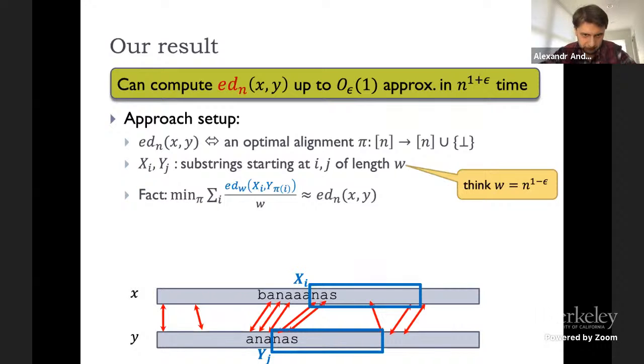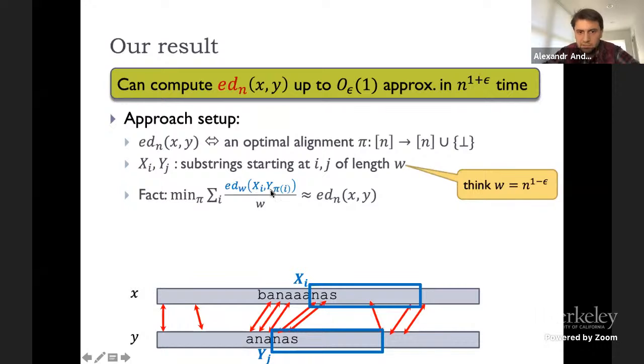Namely the following: if we think about it now, edit distance on these substrings, right? So x is composed of all these xi's in order, and y is composed of all these substrings yj in order. And on these substrings, when we compare two substrings, we use the edit distance on them, right? Now of length w, right? So xi and this y pi i, this is the corresponding substring in y.